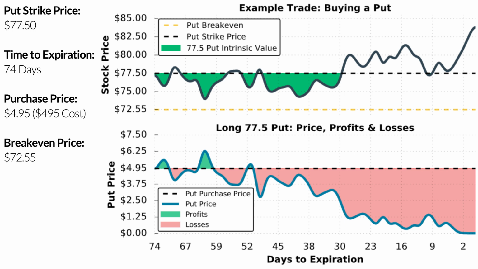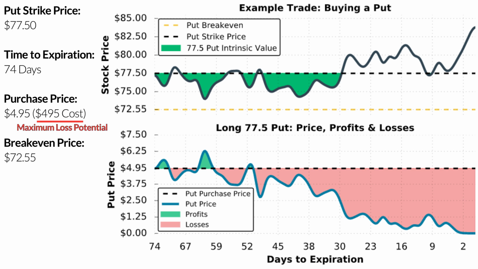So if I buy an option for $495, the most I can lose is therefore $495, since if the option price goes to $0, I will have lost the entire $495 premium that I paid for that option.